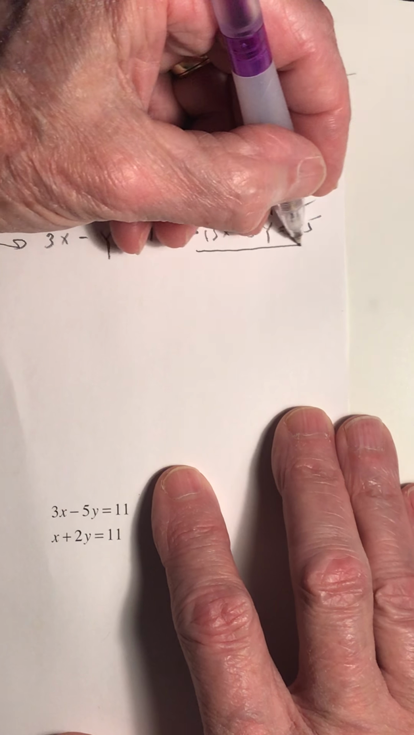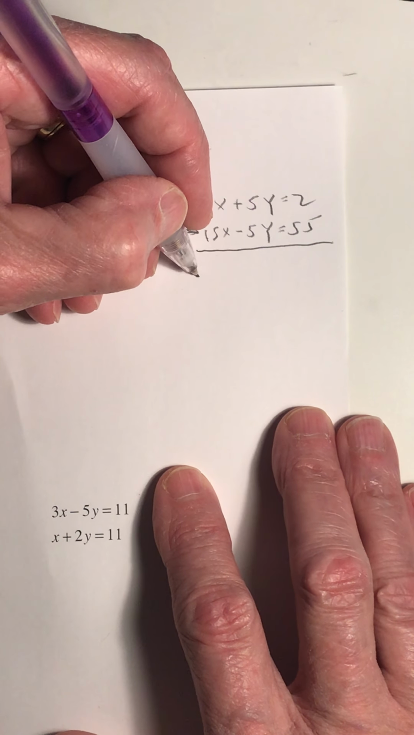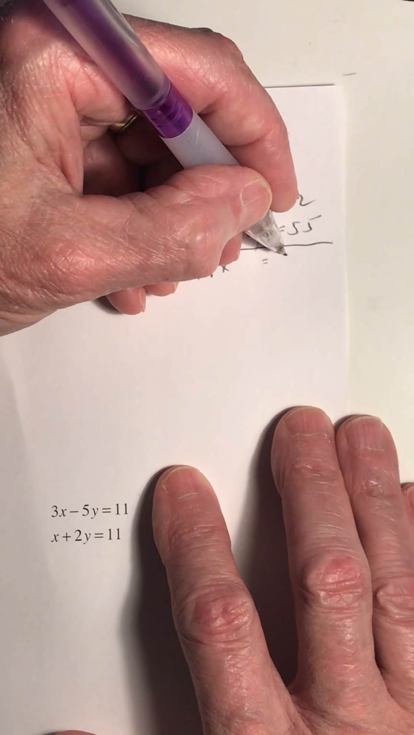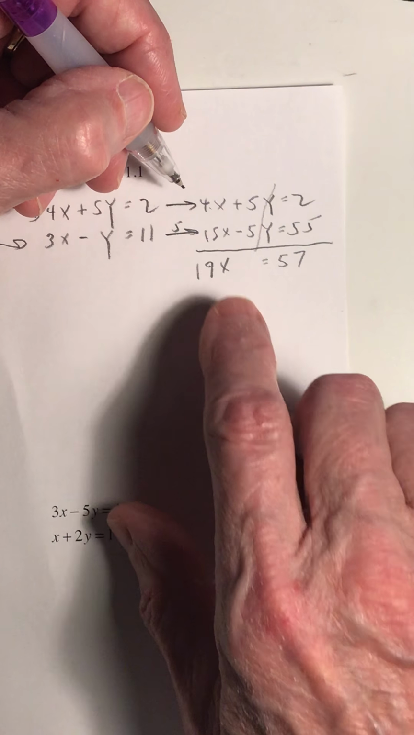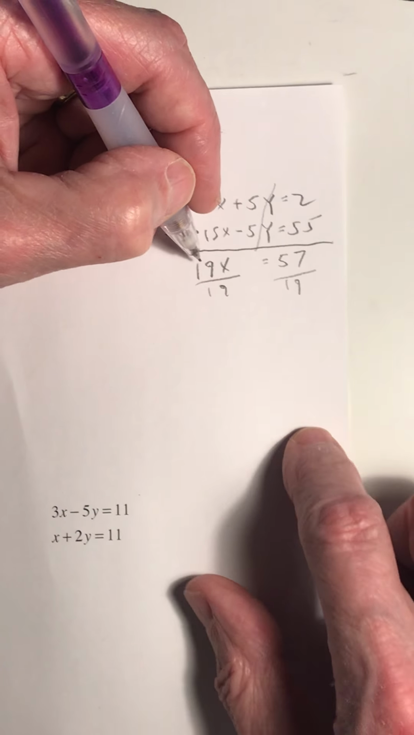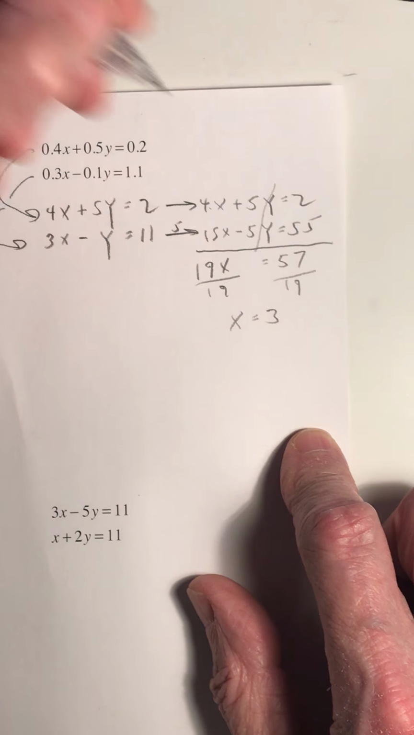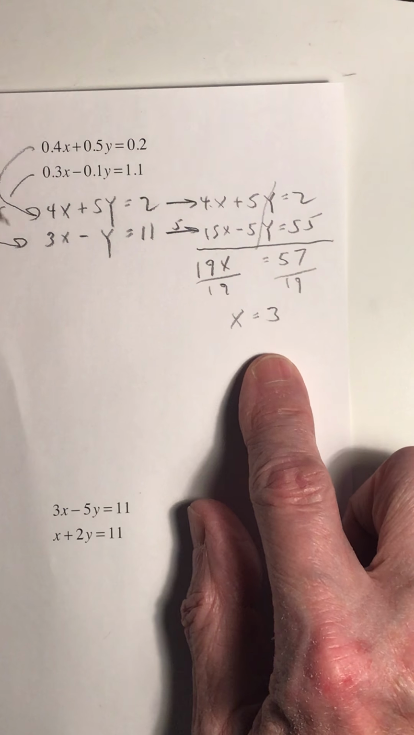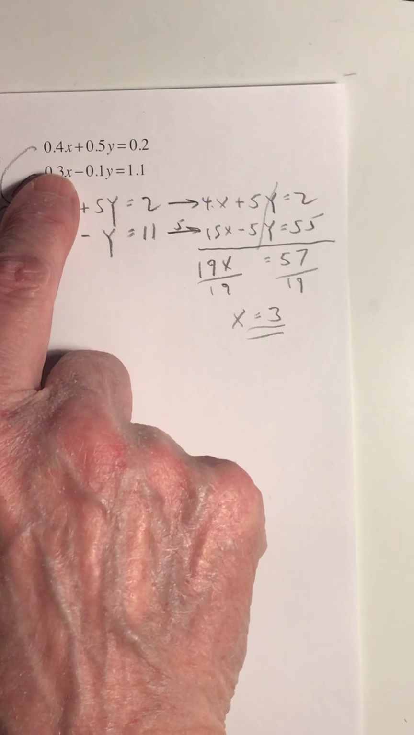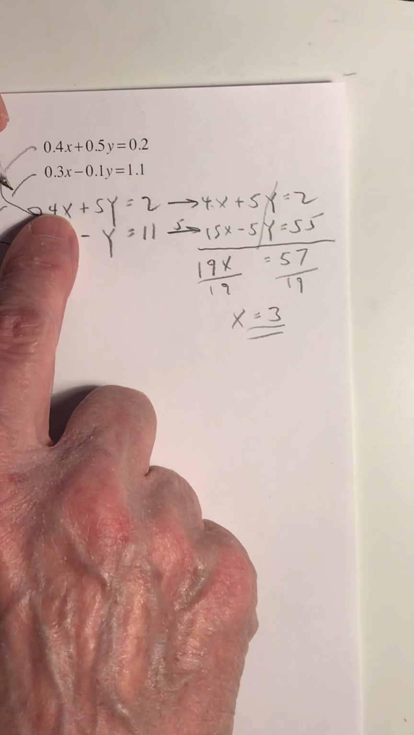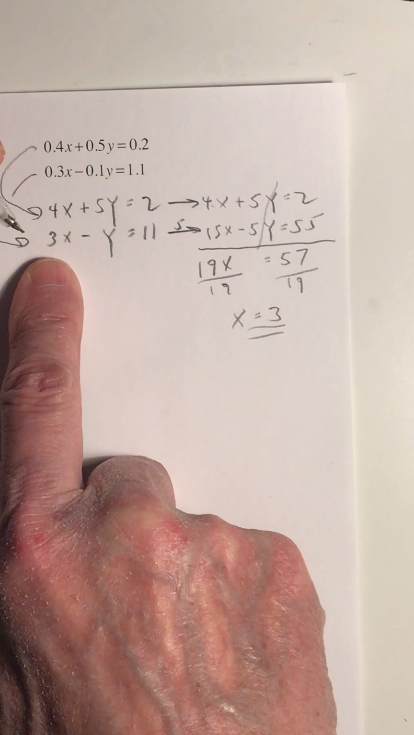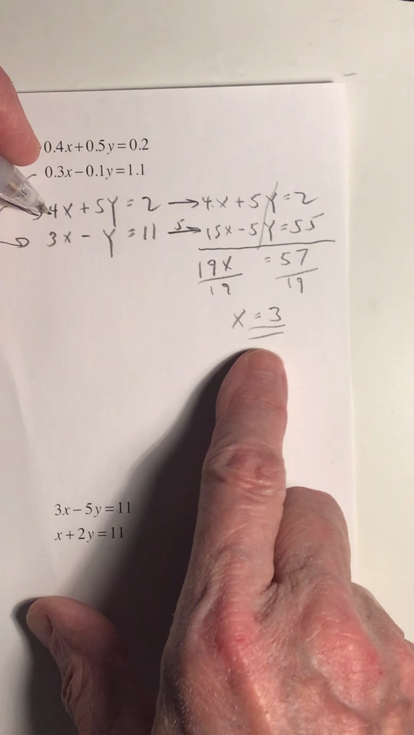Okay, and then adding the columns, I see 19x, the y's cancel, equals 57. Divide both sides of this equation by 19. X is equal to 3. There's the x value. And then I don't need to go back to the decimal thing. I can use one of these. Let's see, if I plug in, let me use the top equation.